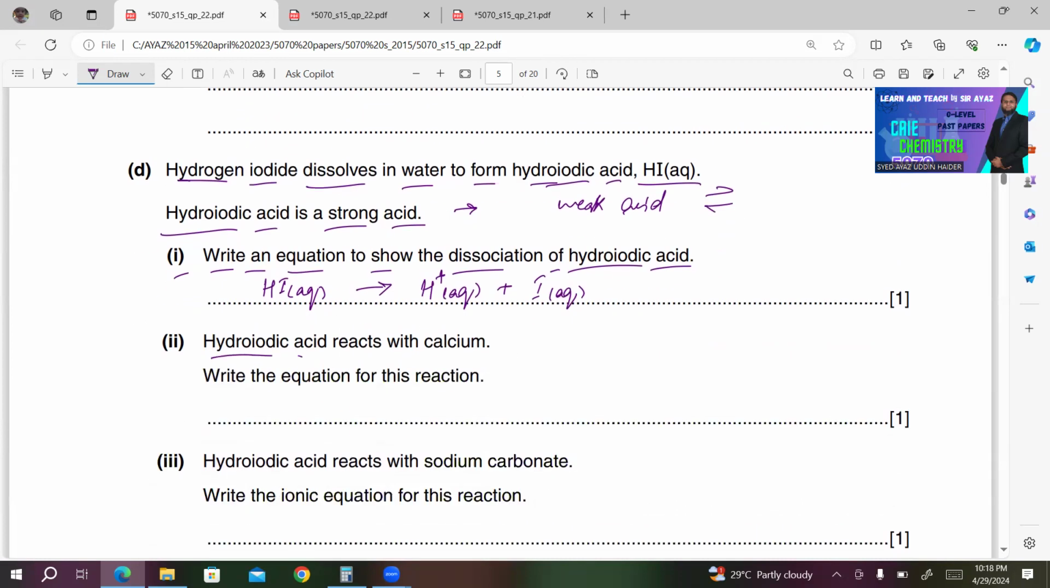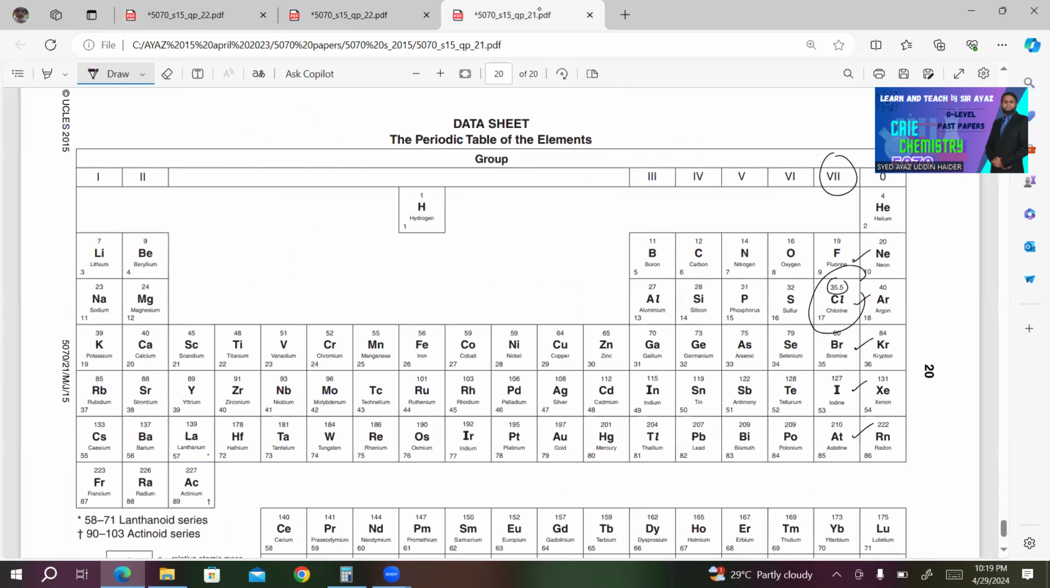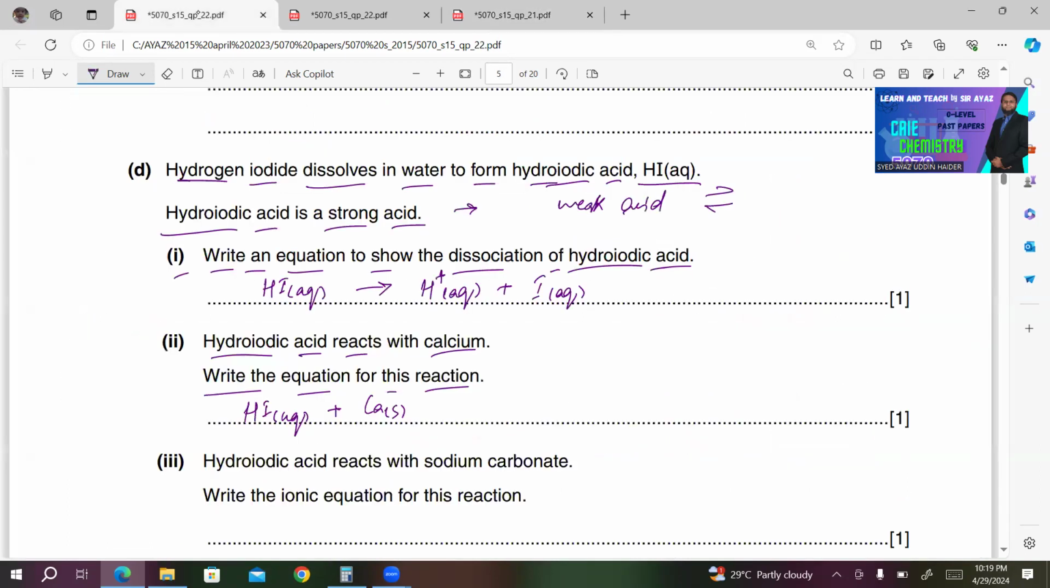Number two, hydroiodic acid reacts with calcium. Write the equation for this reaction. This reaction is HI aqueous with calcium solid. If you look at the periodic table, calcium is in group 2, which means a metal. What you will get when you react a metal with an acid is a metal salt plus hydrogen gas.